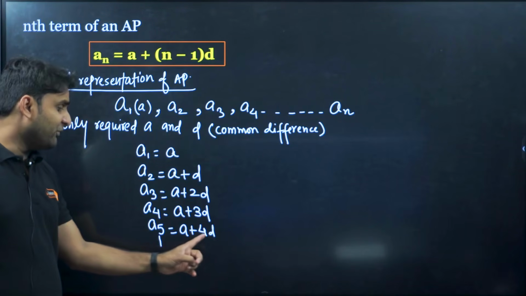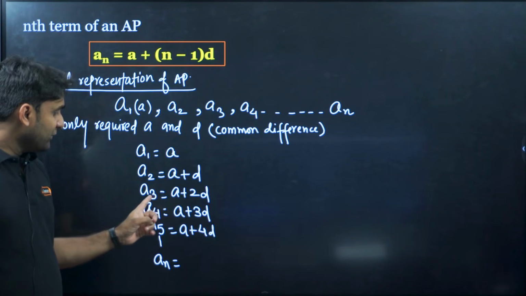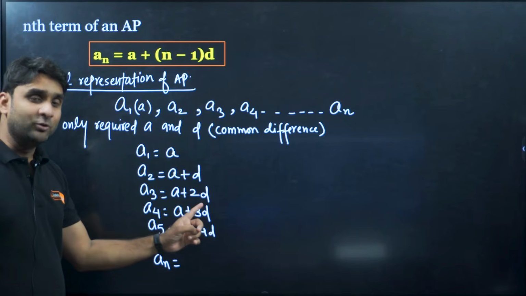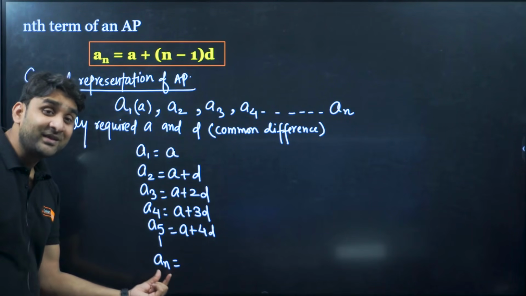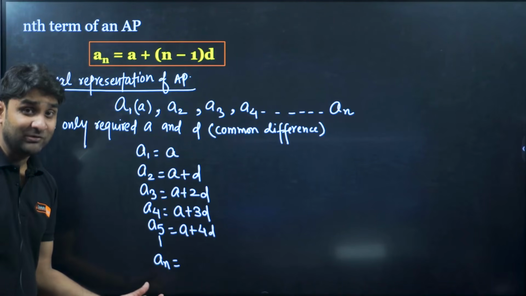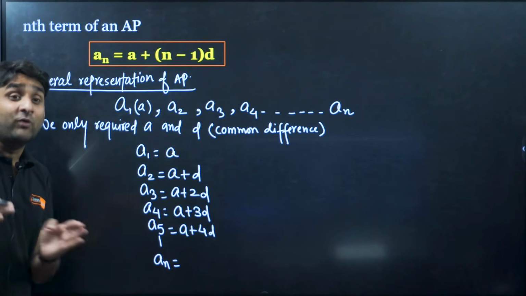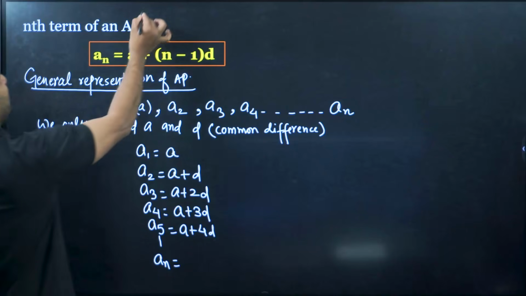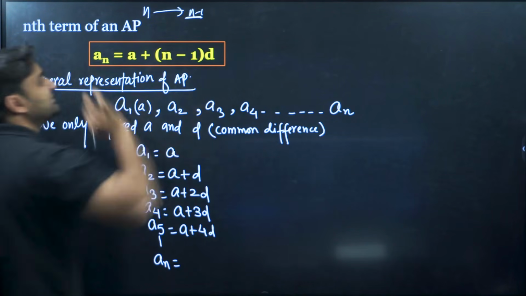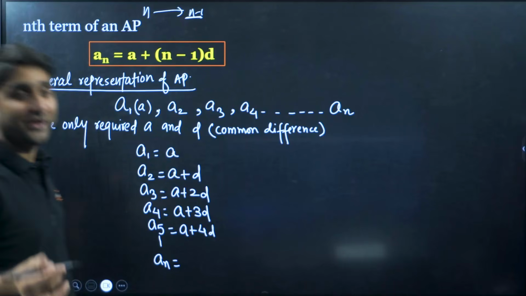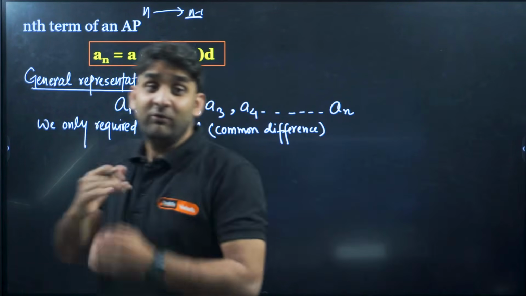And similarly, if you want to find the nth term: for the fifth term, we are using 4. For the fourth term, we are using 3. For the third term, we are taking 2. For the second term, we are taking 1D. So for the nth term, n is not a numeric value. N is not a number. N is n. So what will be 1 less of n? That will be n minus 1, because n is not a number, n is n.